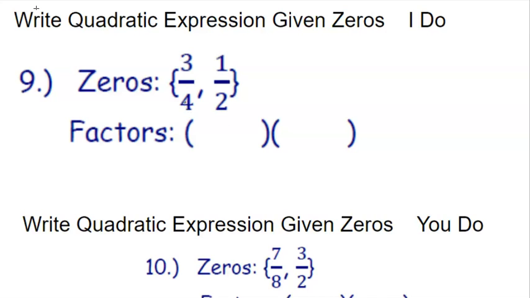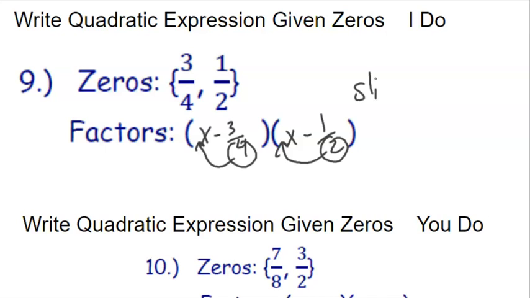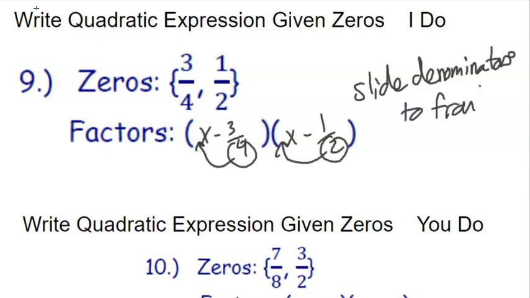So here are some other zeros, but this time they're fractions. So the first step will be the same, x minus 3/4, x minus 1/2. Now we want to simplify the fractions, which they're already simplified, and then slide the denominators to the front. So then your factored form would be 4x minus 3 and 2x minus 1.